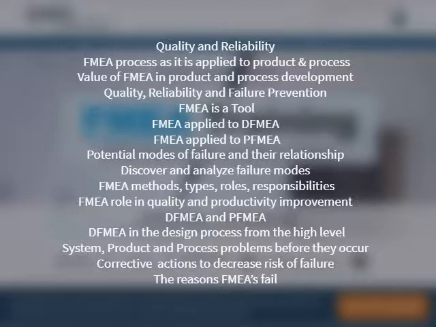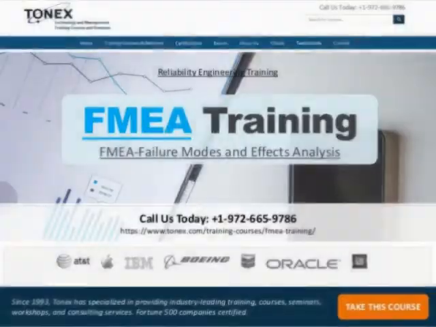FMEA in the design process from the high level and preliminary design. System, product and process problems before they occur. Corrective actions to decrease risk of failure. The reasons FMEAs fail.